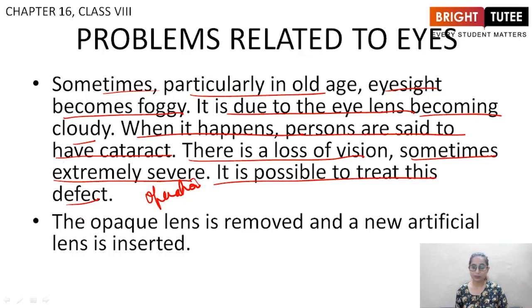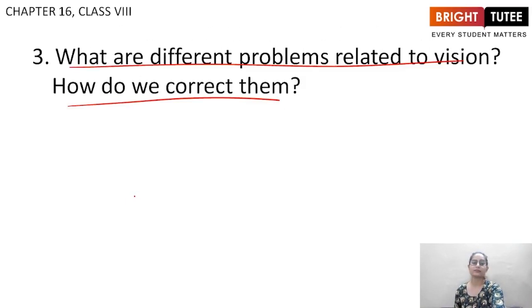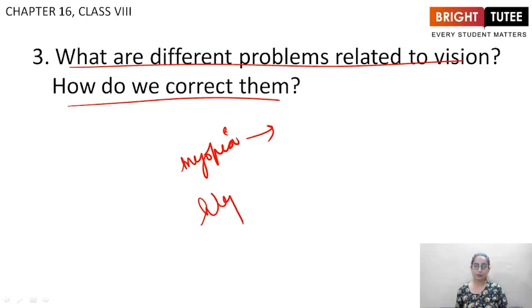What happens in this operation? The opaque lens is removed and a new artificial lens is inserted. So this is one problem, that is cataract. Another problems are weakening of the eye vision, such as myopia, in which a person is not able to look at the distant objects. There is hypermetropia, in which the person is not able to look at the nearby objects.